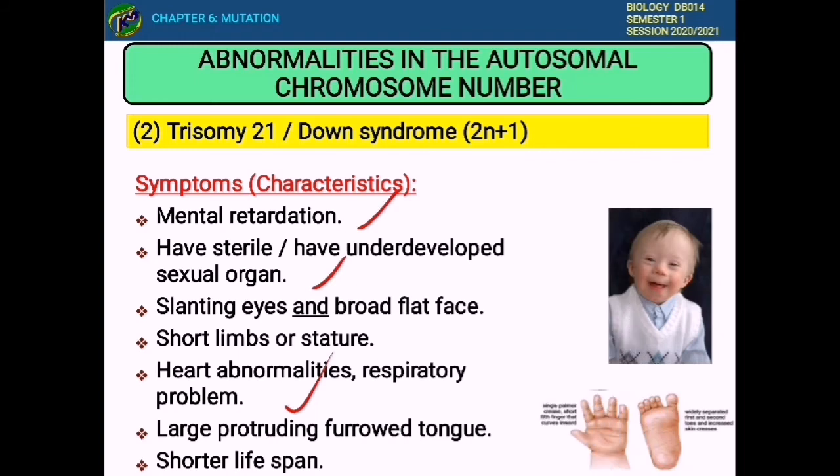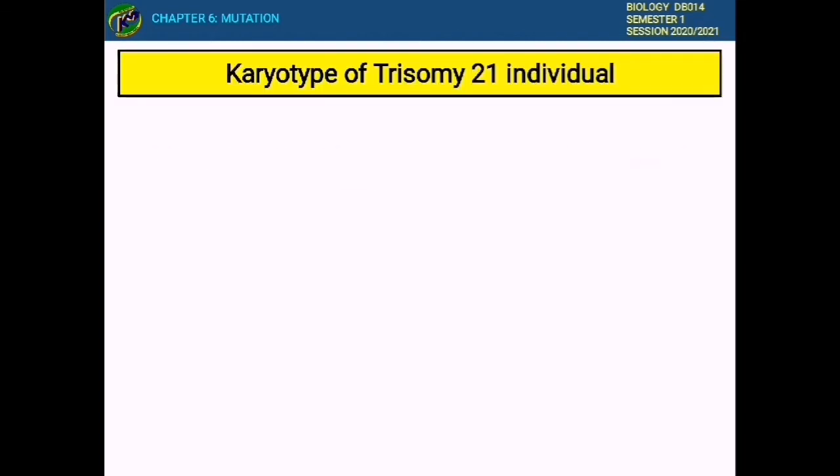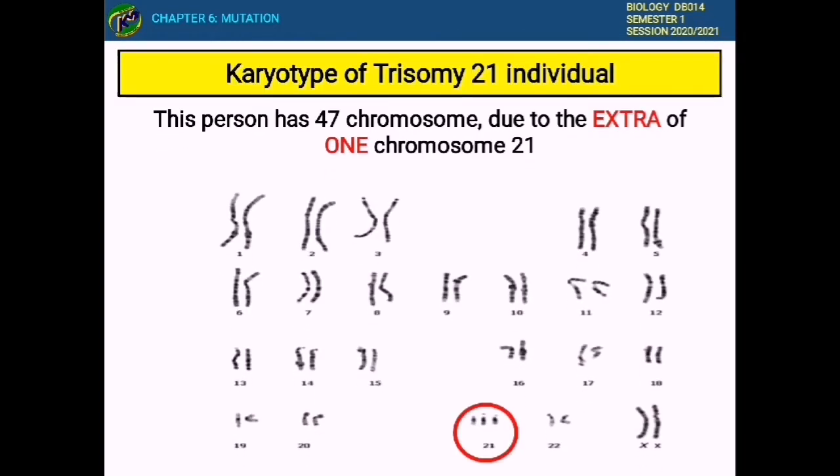So here is an example of a broad flat face. Here we have short limbs, and widely separated first and second toes. Alright. So this is the karyotype for a person with trisomy 21. Here we have one extra chromosome number 21.